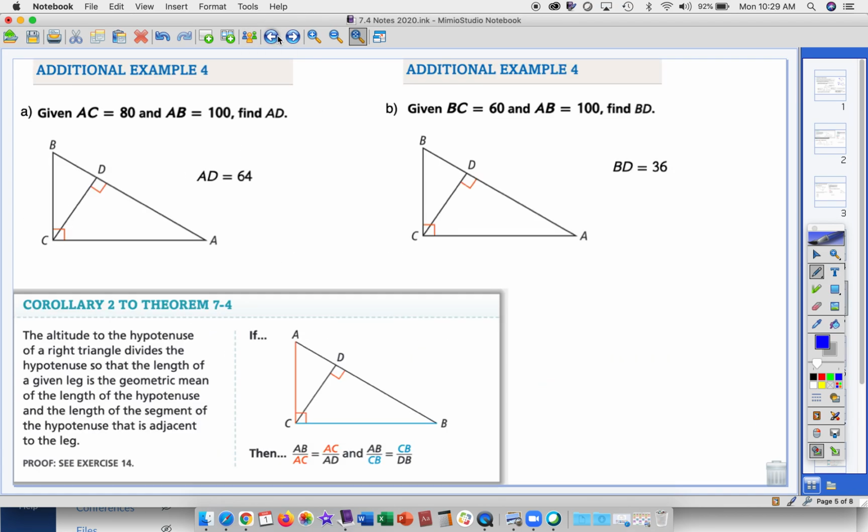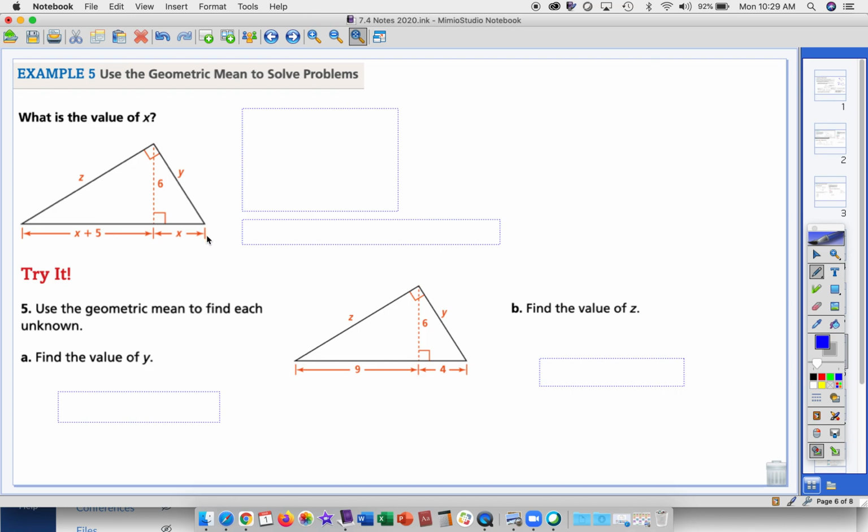Okay, example 5. Use the geometric mean to solve problems. So now you're going to have some algebraic expressions. But just use what you've learned to this point. Try example 5 and both the triads A and B. Come back when you're all done and we'll compare solutions.